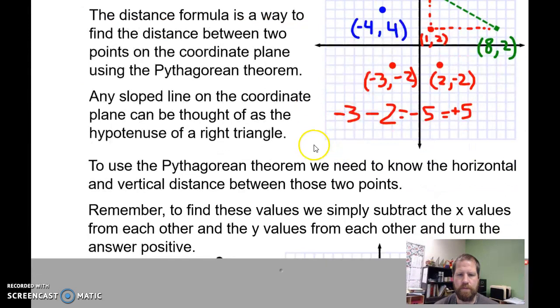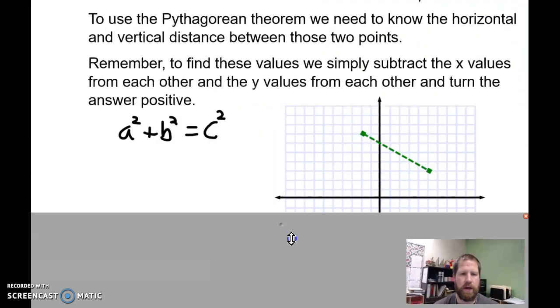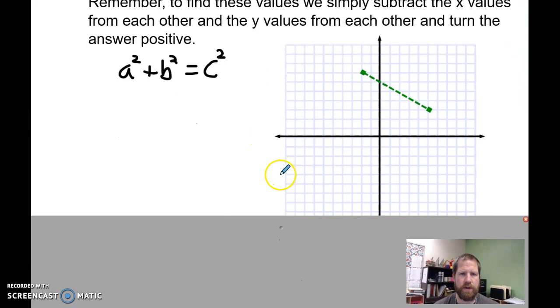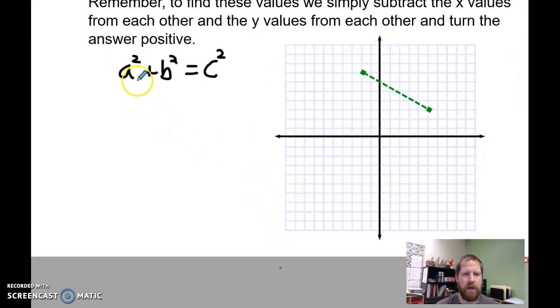Okay. We're going to use that information to be able to figure out the side lengths of the legs of our triangle. All right. So now we're going to derive the distance formula. We start with the Pythagorean theorem.